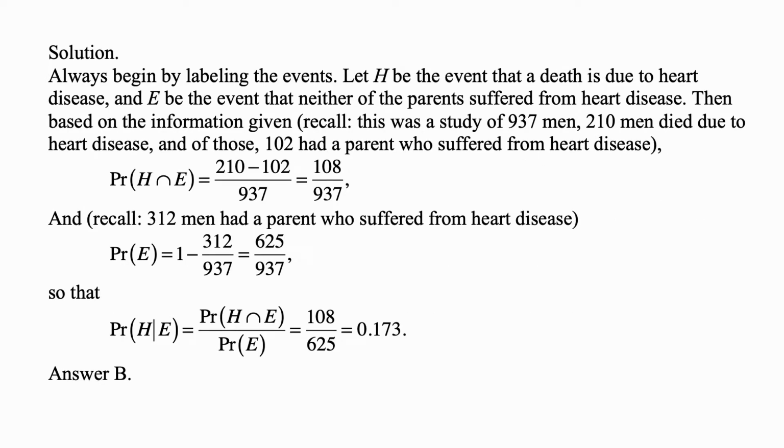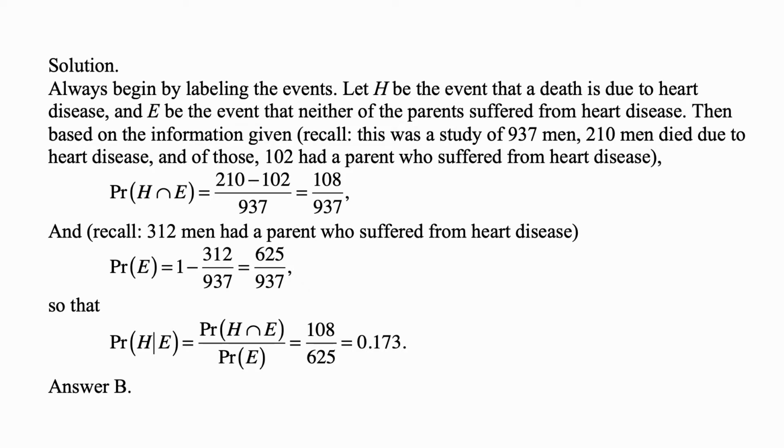An important rule in these basic probability problems is to start by labeling the events and writing down the information that you have. Let's say that H is the event that a death is due to heart disease, and E is the event that neither of the parents suffered from heart disease for a man in the study, of course. Then, based on the information given, we had a study of 937 men, 210 men died due to heart disease, and of those, 102 had a parent who suffered from heart disease.